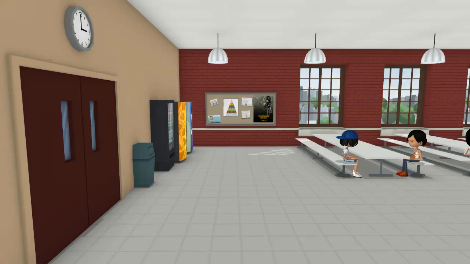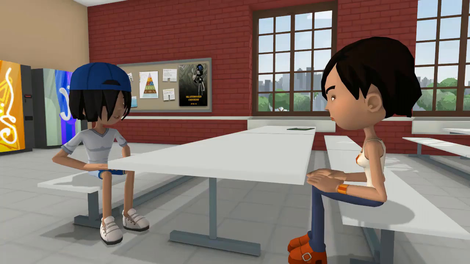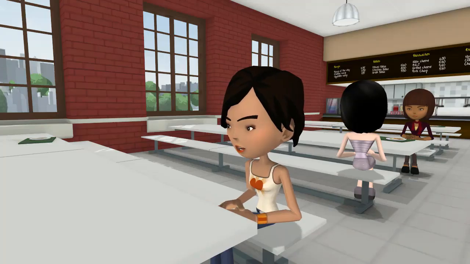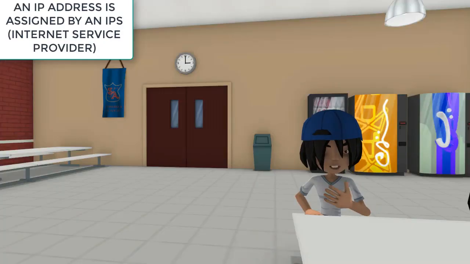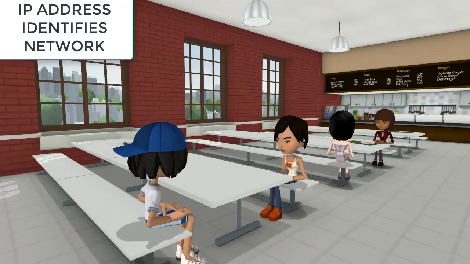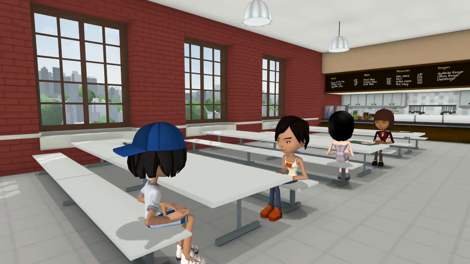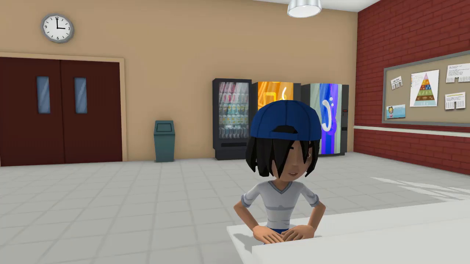Let's now fill in some blanks. I give you the definition, and you give me the word. Assigns IP addresses to user's router. That would be your ISP, or Internet Service Provider. How do servers on the Internet identify networks? The IP address identifies networks. Your home is a local area network, or a LAN. That is a network, therefore, has an IP address assigned to it by your ISP. Here's a toughie.